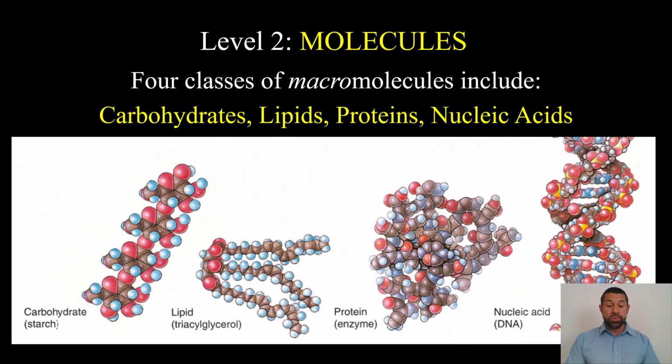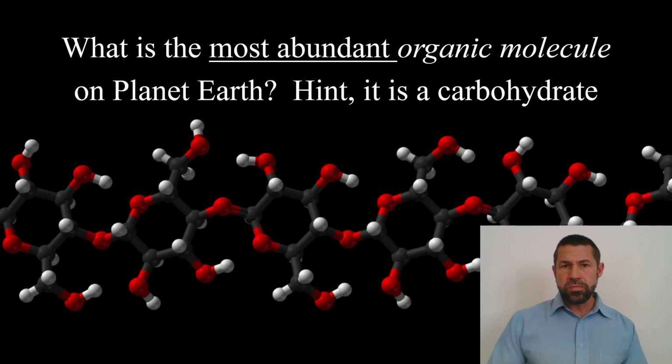In Biology 181, you learned about the four classes of macromolecules, large molecules: the carbohydrates, lipids or fats, proteins, and nucleic acids like DNA and RNA. Question: what is the most abundant organic, meaning carbon-based, molecule on planet Earth? Let you think about that for a second. Hint, it is a carbohydrate. And remember, the world is green.